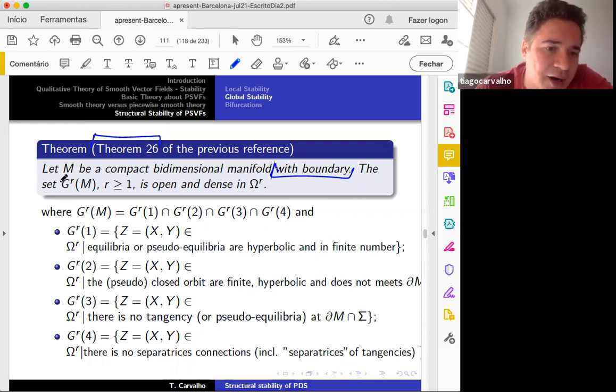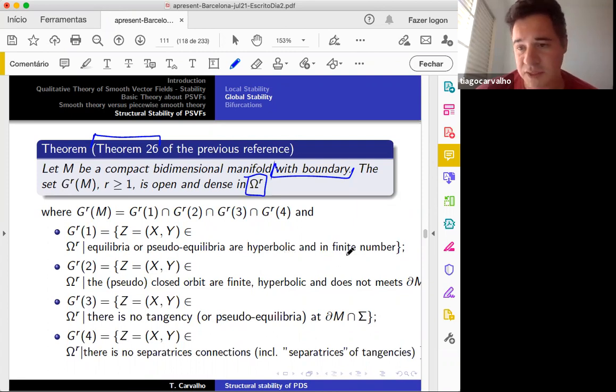The set G^r(M), where r is the differentiability class of the vector field involved here, is open and dense in the set of all piecewise smooth vector fields, where this set G^r(M) is the intersection, not the union, but the intersection of four sets. The first one is the set of piecewise smooth vector fields where the equilibria and the pseudo-equilibria are hyperbolic and finite in number.